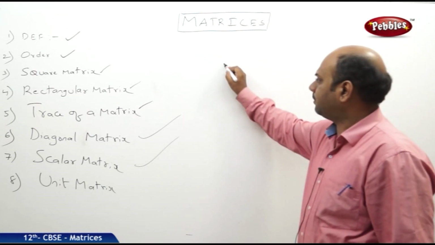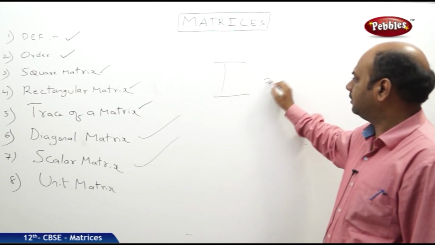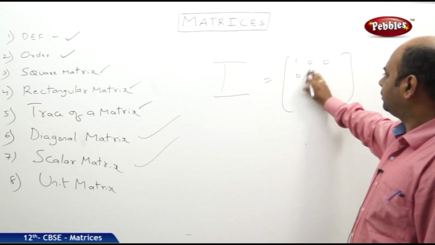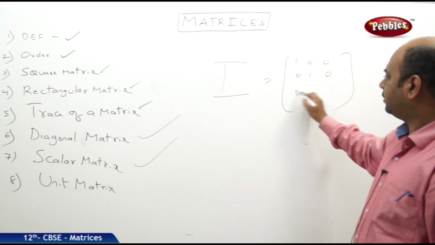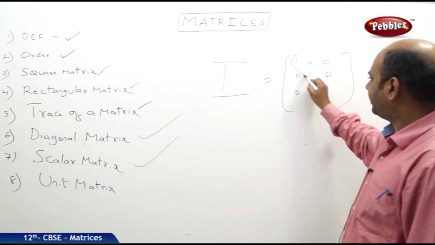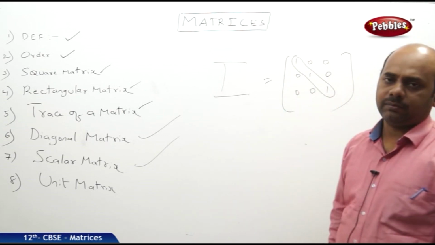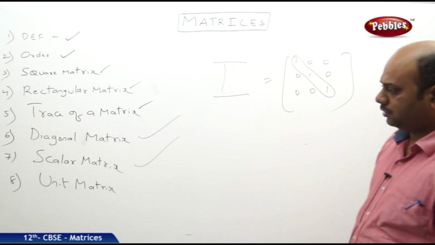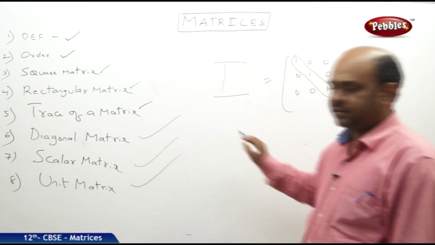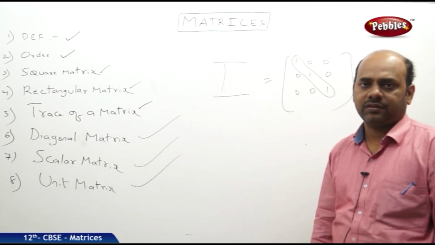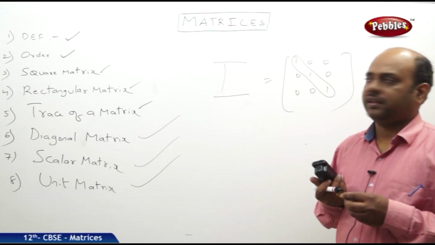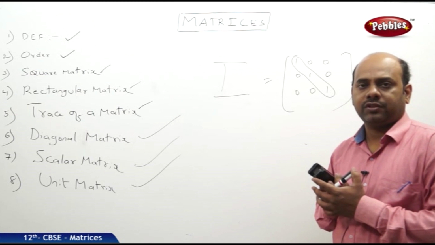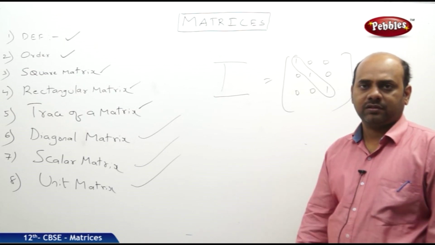Unit matrix is generally denoted by capital A, and if I take like this 0 1 0, 0 0 1, that means all principal diagonal elements of a matrix should be equal to 1. If all the principal diagonal elements of a matrix are equal to 1, then we call it a unit matrix, right? These are the basic definitions in the chapter on matrices.